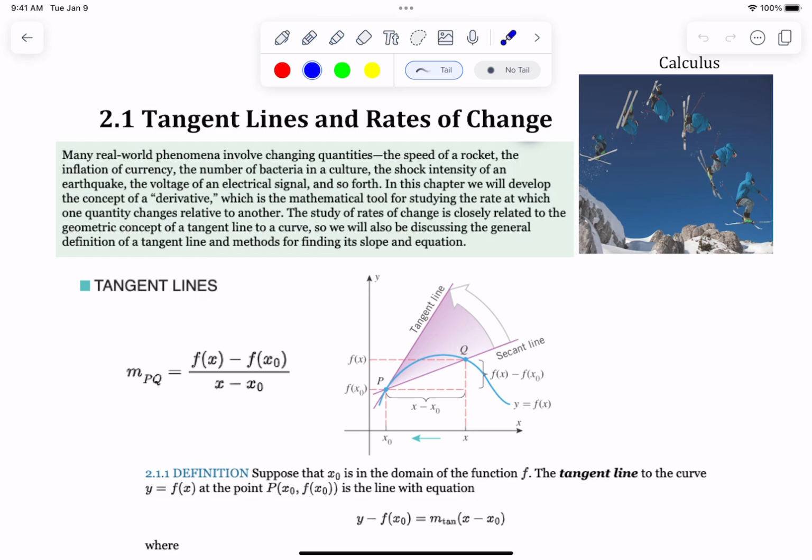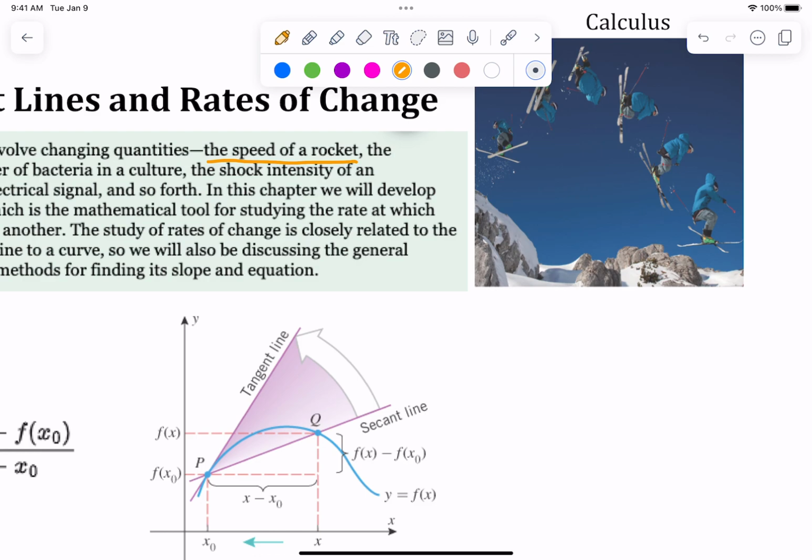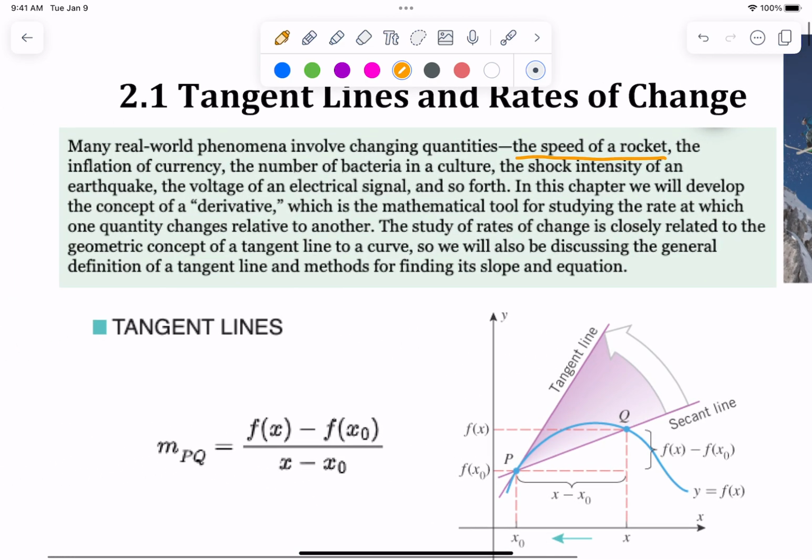I'm going to read this paragraph because there's some good stuff in here. It says, many real-world phenomena involving changing quantities, like the speed of a rocket. Why would the speed of a rocket be changing? Because it speeds up. It's not going to instantly be going 300 miles an hour, or however fast a rocket goes. It's not going to instantly be going that. So it increases in speed.